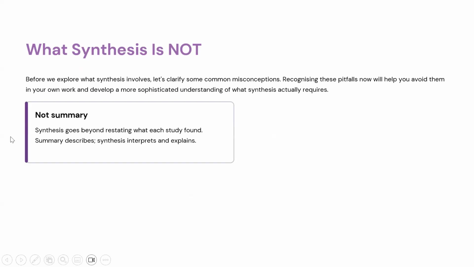It is not a summary. Synthesizing goes beyond just restating or rehashing what every study has found. It's not just saying, author X found that 50% of people agreed with this position, whereas author Y said that only 20% did. Summaries just describe, but the synthesis actually interprets and explains. So bear that in mind. In the synthesis process, you are interpreting what everyone has said and then explaining that from your own perspective and your own lens.